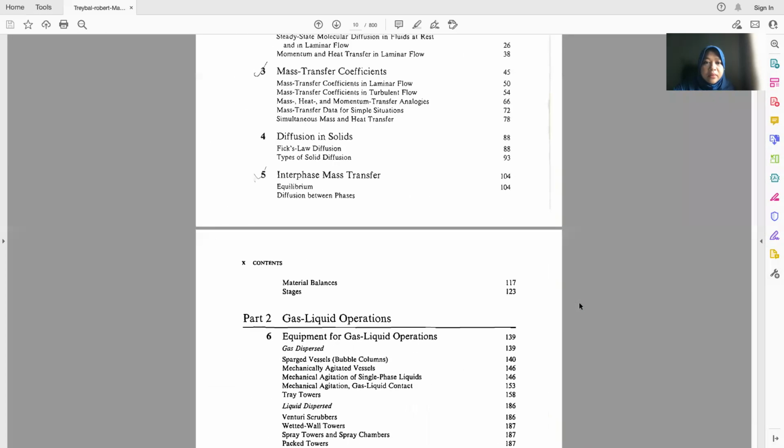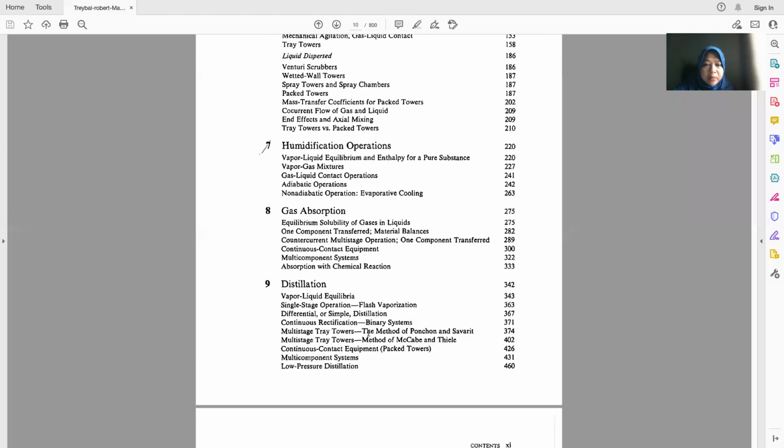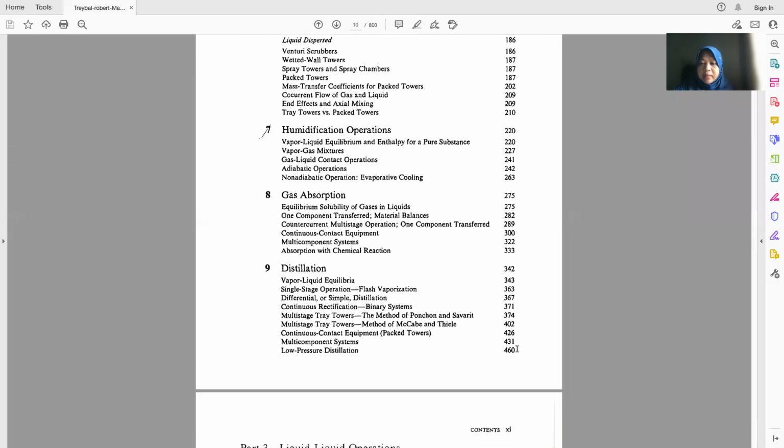Okay, let's have a look. The distillation of multi-component systems.